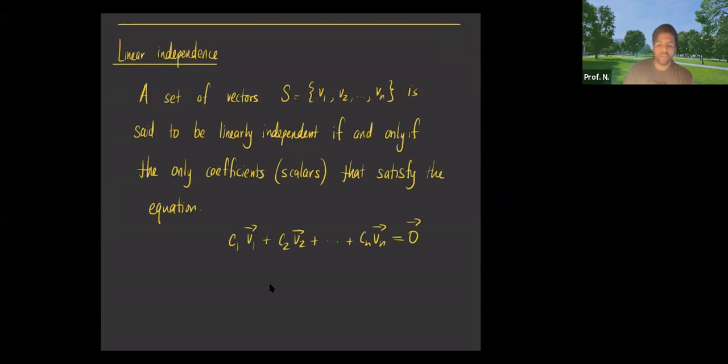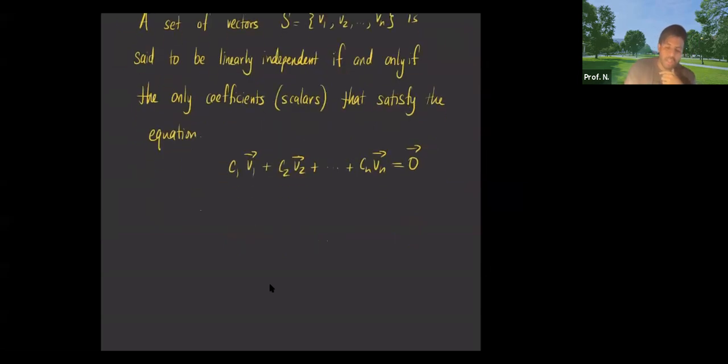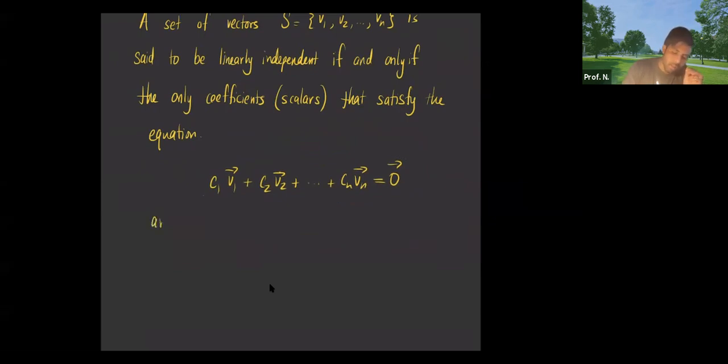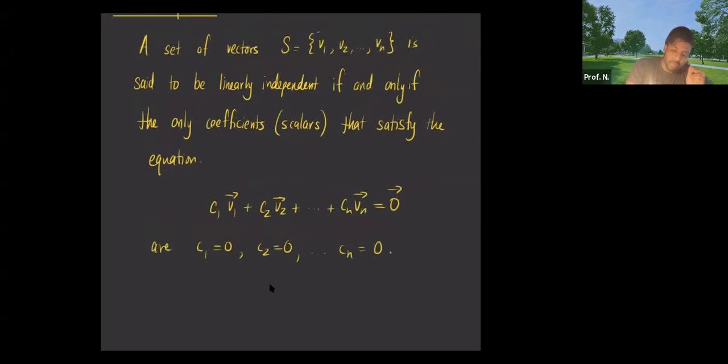If this equation, which we'll see is a homogeneous system, has the only scalar solutions being C1 equals 0, C2 equals 0, and Cn equals 0, that's what it means to be linearly independent.